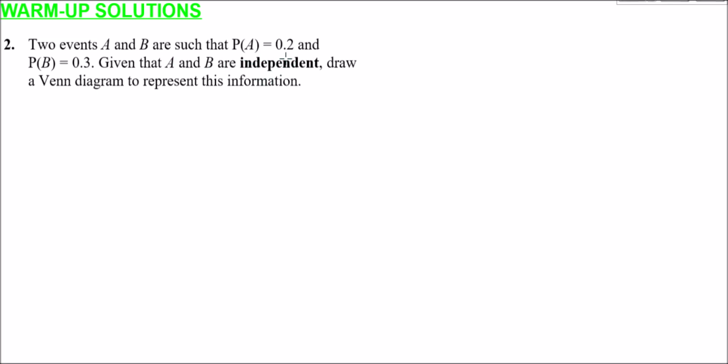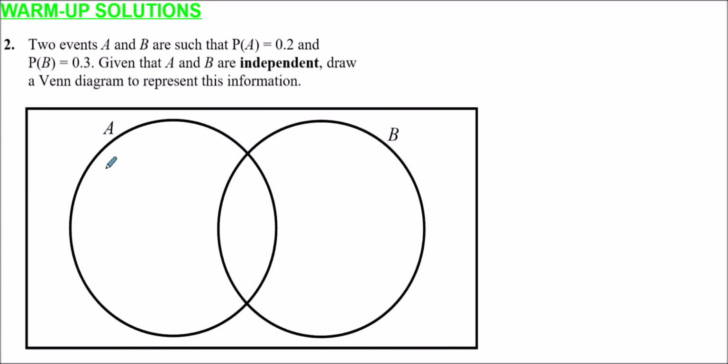So I'm just going to bring up a general Venn diagram here. So what we need to have is a general sort of rectangular shape like this. Okay, so A and B. And so probability of A is 0.2 and probability of B is 0.3. Now this is often confused. If two events are mutually exclusive, that's when these circles would not overlap. Independent is different. When they're independent, they do overlap.